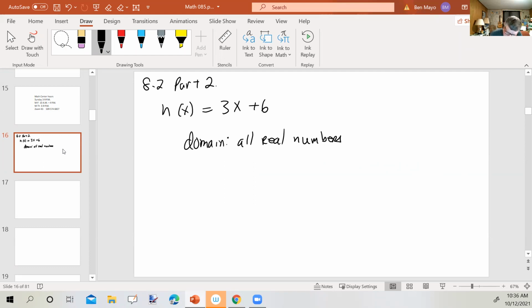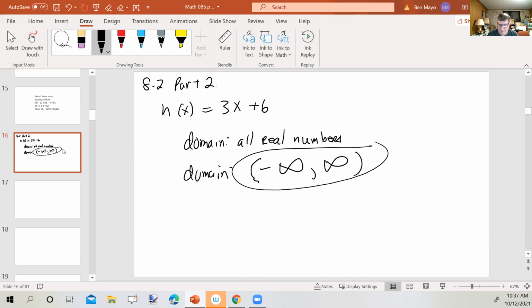Now, how do we say that in interval notation? We have the set of all numbers going from negative infinity to positive infinity. The parentheses on each end imply that it's open, it continues. Negative infinity is to go on the number line to the left forever. Positive infinity is to go on the number line to the right forever. So there's no specific endpoints. So the domain for this function is all real numbers, but written in interval notation, it would look like that.